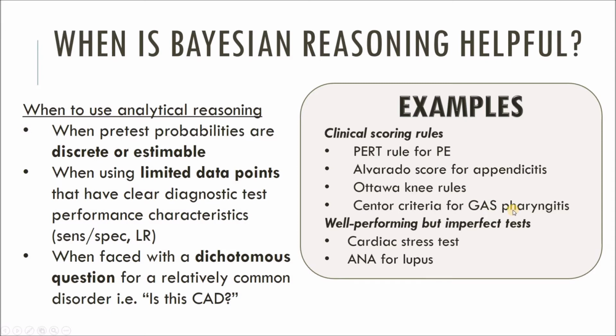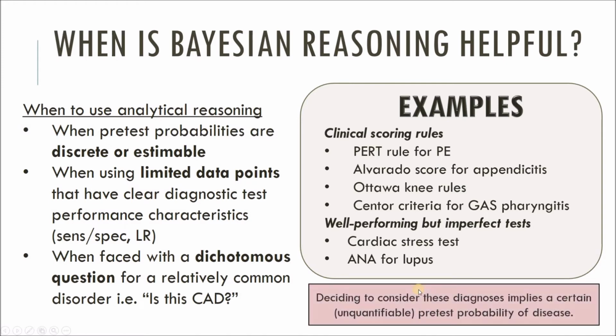There are some other cases I think we can extrapolate, right? So again, cardiac stress testing for whether or not somebody's got coronary disease, ANAs for whether or not somebody has lupus. These are things that have well-established test performance characteristics. Now, even though they're imperfect, and even though we may not be able to clearly define the pretest probability, we have pretty good diagnostic tests that can help us refine diagnostic probabilities.